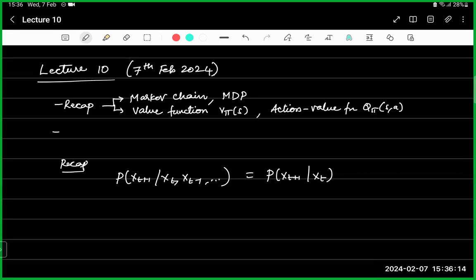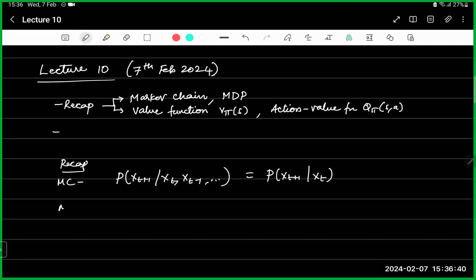So then what did we see? What is an MDP? What is the difference between a Markov chain and an MDP? In a Markov chain, you are in some state and with some probability you move to the next state. In an MDP, you have some action to take, right? So an MDP is defined like this. This is a Markov chain.